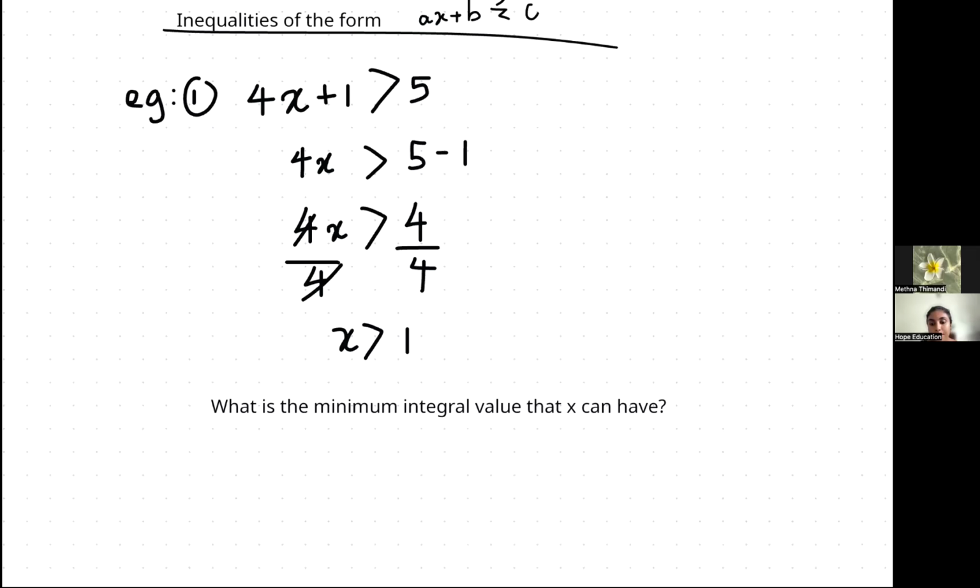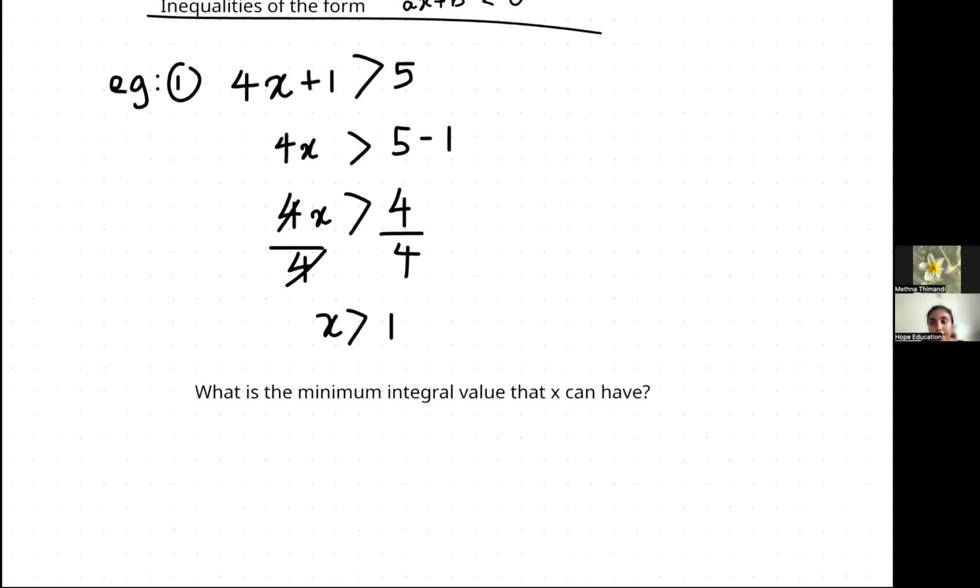Sorry? 2. I can't hear you. Number 2. Okay, we'll see. So x has to be greater than 1, right? If we look at integers only, x can be 2, 3, 4, 5, 6 and so on. So what is the minimum number that x can have? It's 2. Correct. Then let's look at another example.